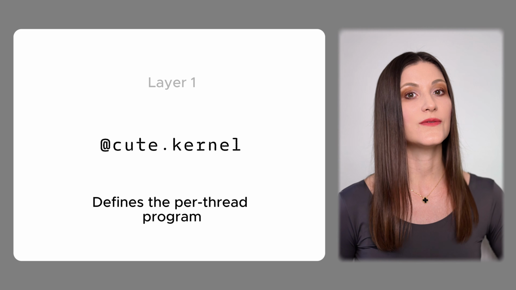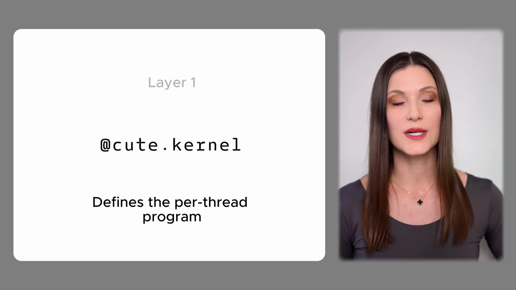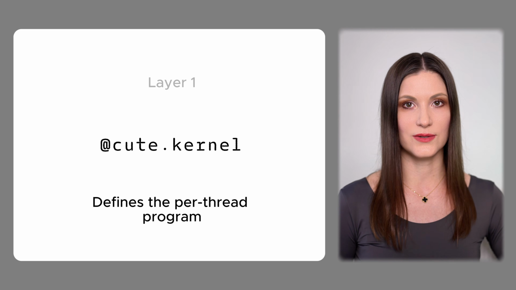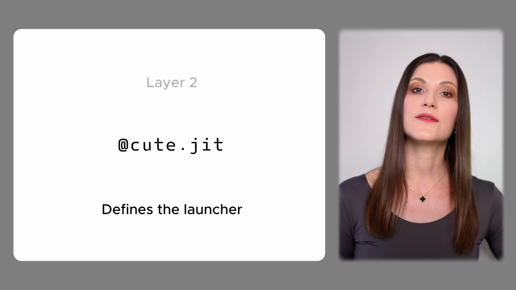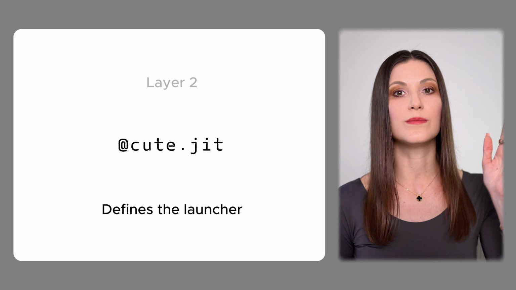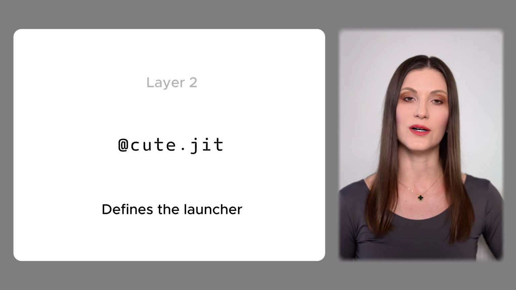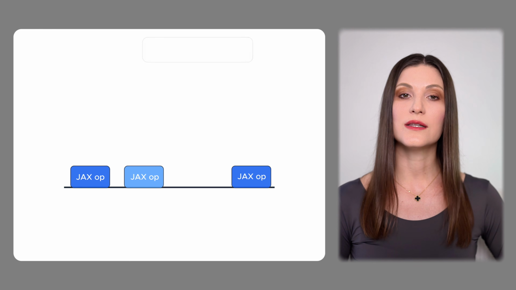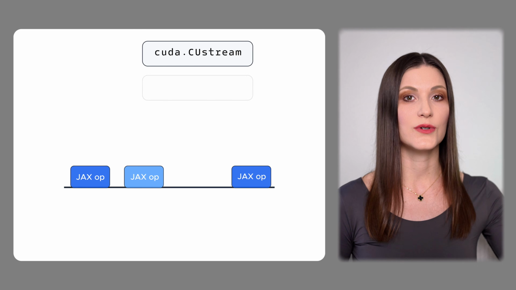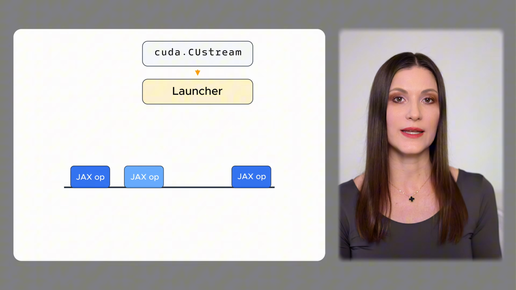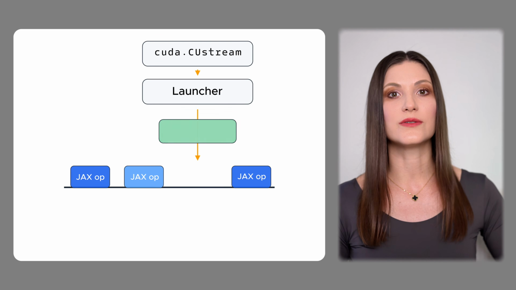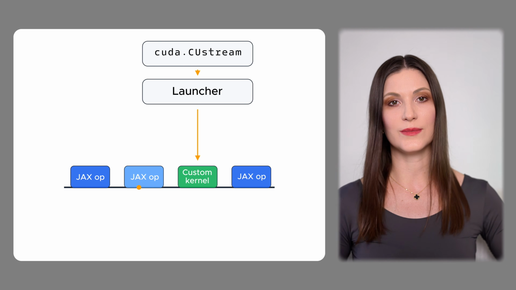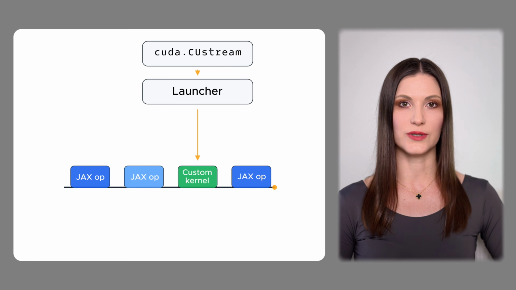CuTe DSL kernels come in two layers. The CuTe kernel defines the per-thread program, the instructions each thread executes. The cute.jit function defines the launcher: grid, block, and the CUDA stream to run on. That second point is critical for JAX integration. The launcher takes a CUDA stream as its first argument, and that stream is managed by XLA. So your kernel runs on the same execution timeline as the rest of your JAX program.